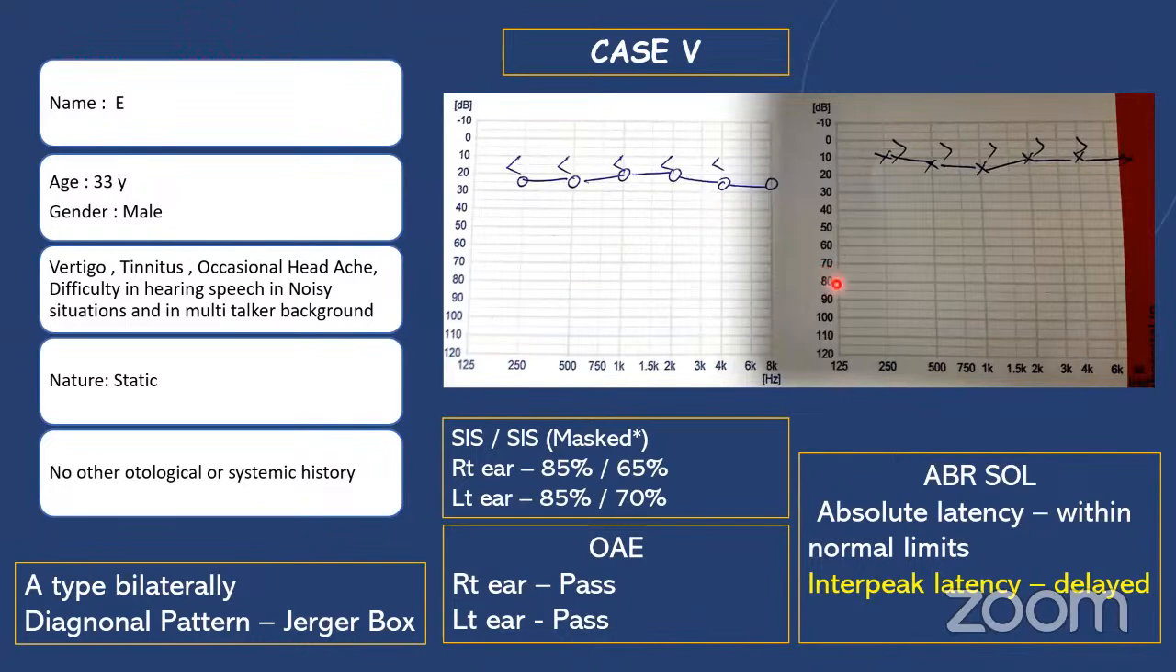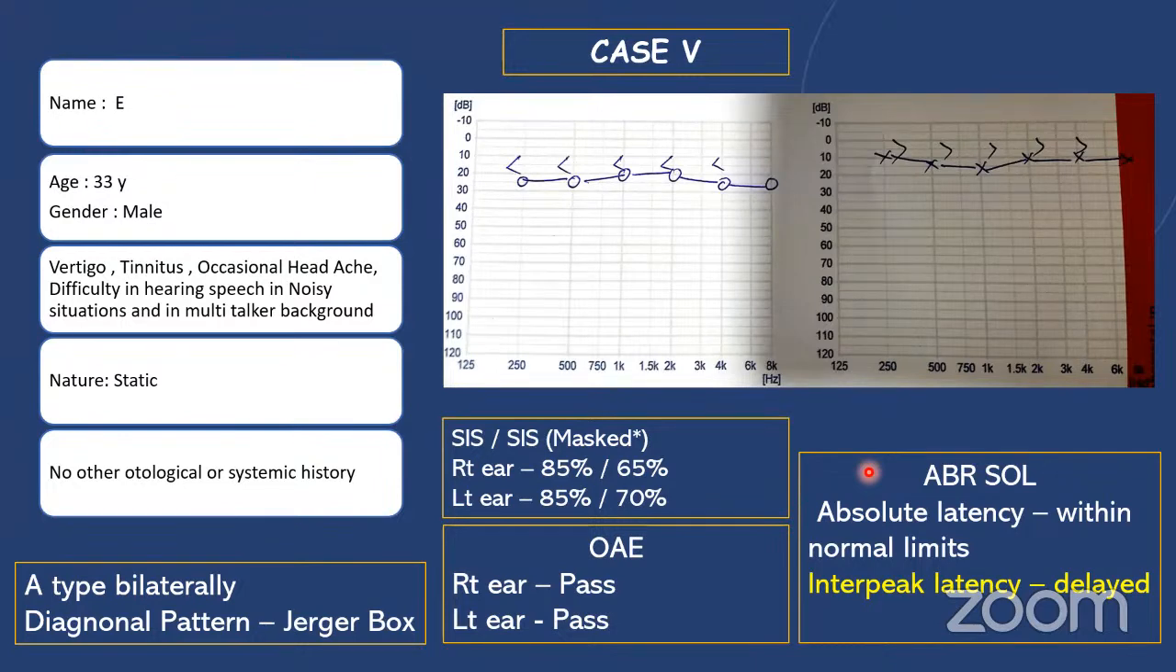So this case looked like a case of retrocochlear pathology. So ABR SOL was done, and it was found that the absolute latencies were within normal limits. However, the interpeak latencies were delayed. That is, between 1 and 3, 3 and 5, and 1 and 5, these latencies were delayed. So in such cases where the primary complaint is not of reduced hearing sensitivity, but vertigo, tinnitus, occasional headache, in these cases, we can suspect a retrocochlear pathology.